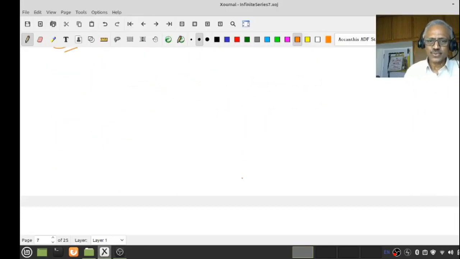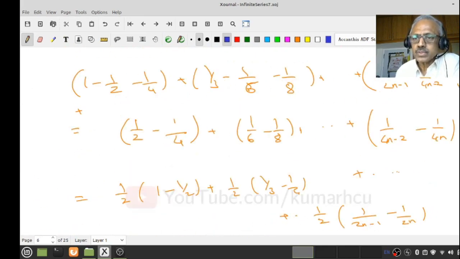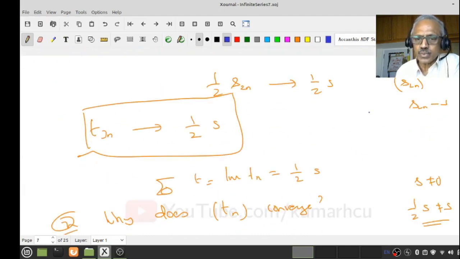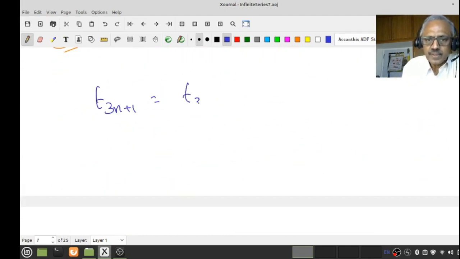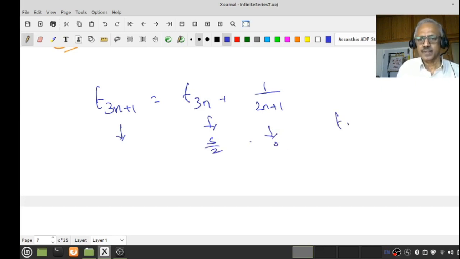So why does it converge? The obvious thing is, let us look at T3n plus 1. I just have to add one more term. What did I do? 4n minus 2n minus 1, therefore it's going to be 2n plus 1. So this is T3n plus 1 by 2n plus 1. Now where does it go? This goes to S by 2, this goes to 0, therefore T3n plus 1 also goes to S by 2. Similarly, T3n plus 2.